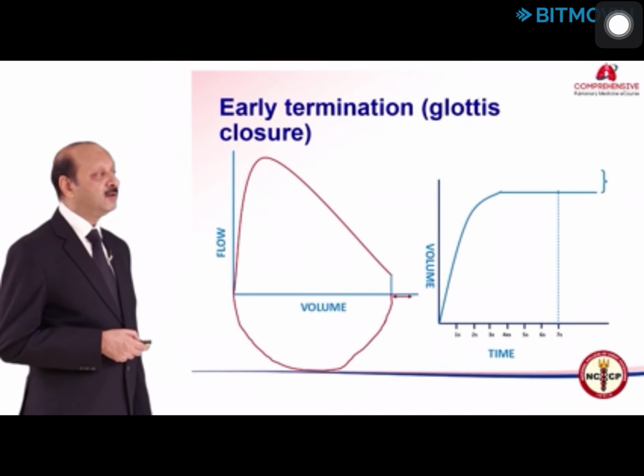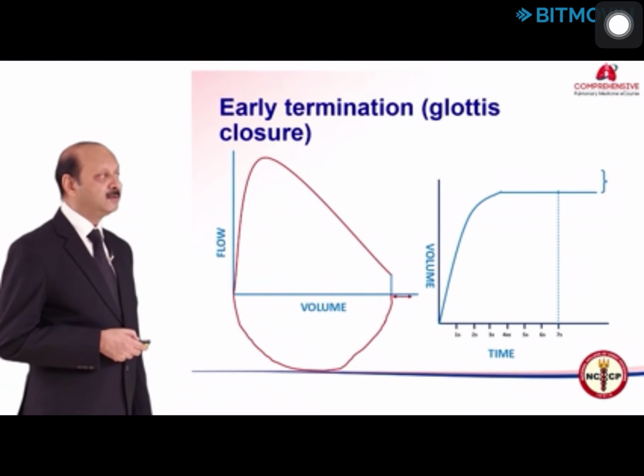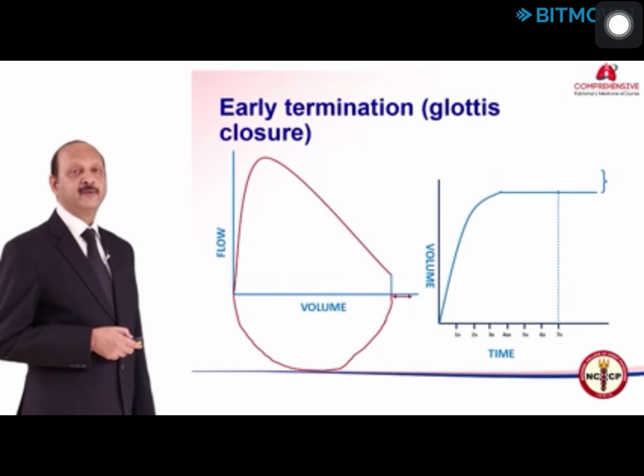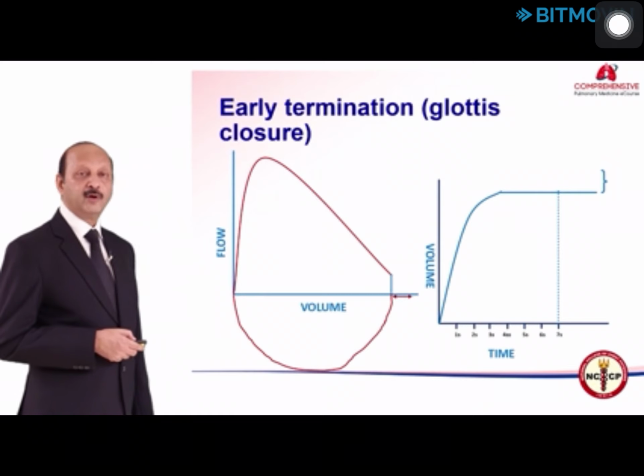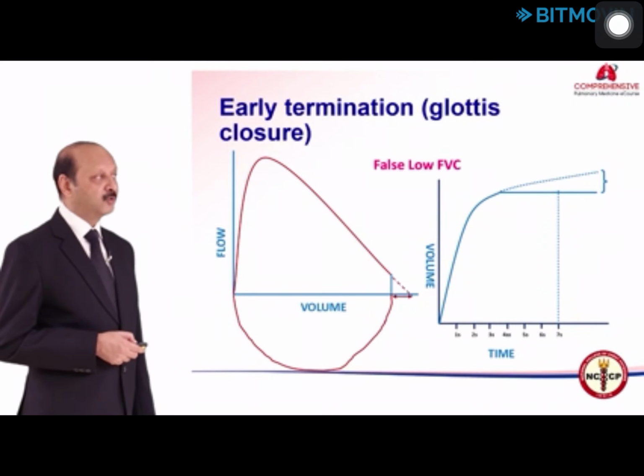This is an example of how early termination can affect the result. The patient has taken a deep breath, exhaled, and during exhalation stops prematurely. So, you will find on the x-axis the volume which gets recorded will be less. So, you will have a falsely low forced vital capacity.